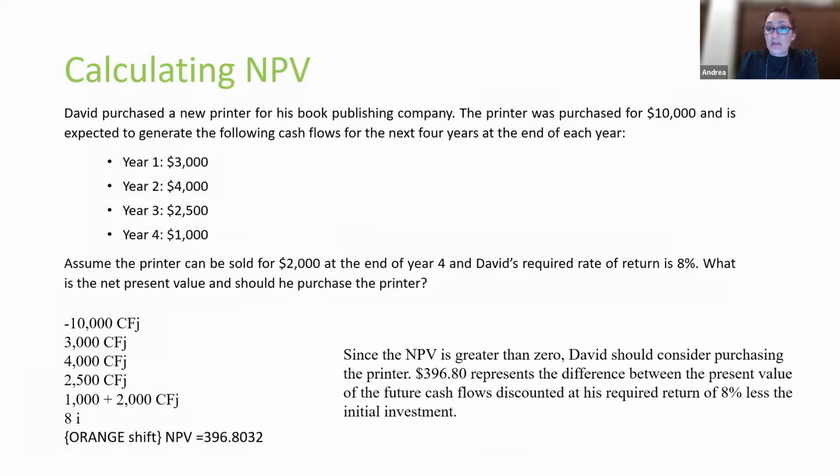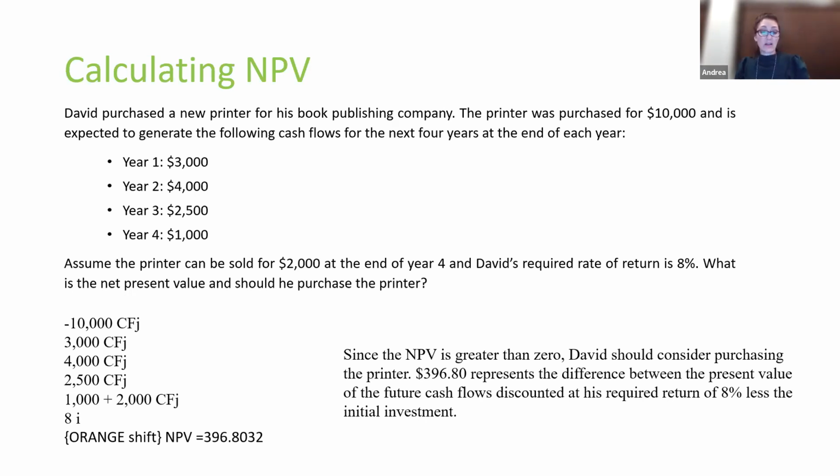All right, so now let me get this back up so I can see you guys. David purchased a new printer for his company, and the printer cost him $10,000 and is expected to generate these cash flows for the next 4 years at the end of each year. In year 1, 3,000; year 2, 4,000; year 3, 2,500; and year 4, 1,000. Now assume that at the end of year 4 he can sell that printer for $2,000. His required rate of return is 8%. So what is the net present value, and should he purchase the printer?